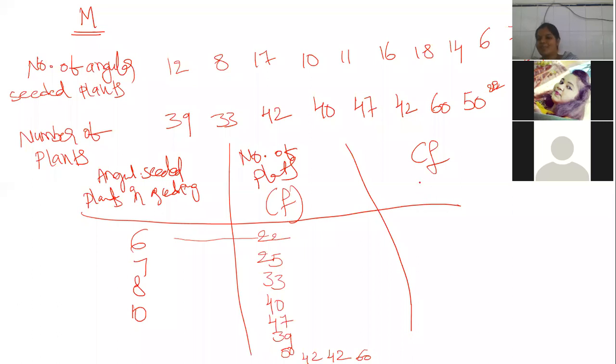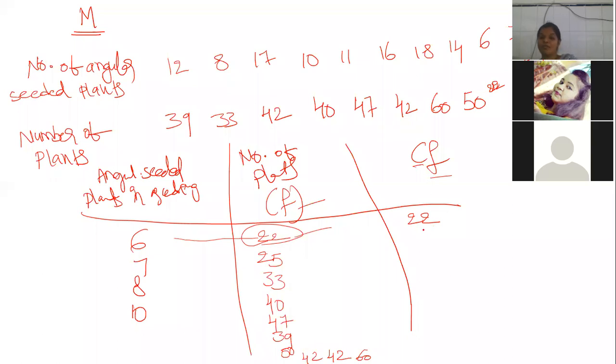So the next step is the calculation of cumulative frequency. How you will calculate this? See here. First number will remain the same for calculating CF. It will be 22. This is cumulative frequencies. These are frequencies. So you just forget about these angular seeded plants. Only just remember these frequencies. So under the frequency, first column we have 22. Write the same number under cumulative frequencies, 22.